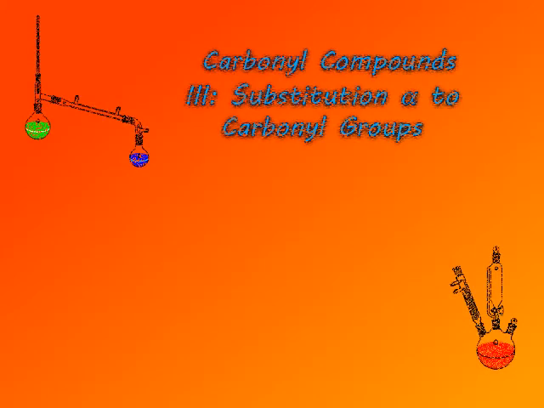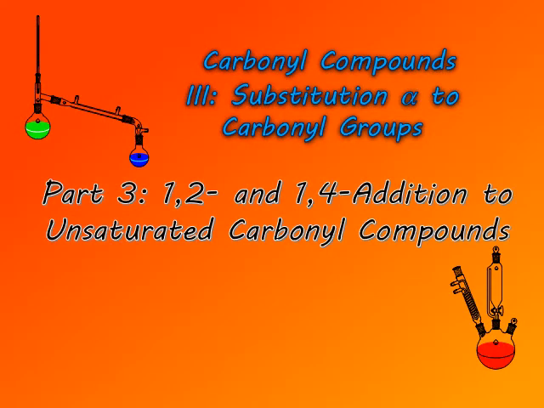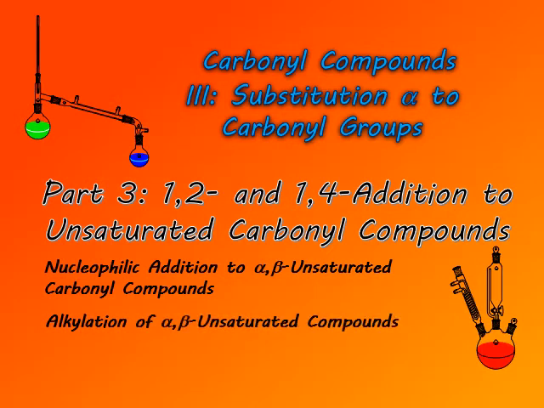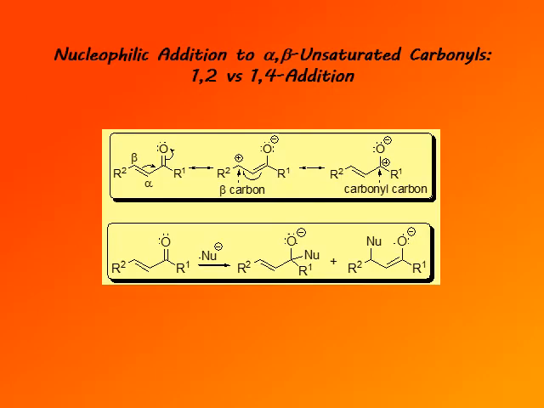This is the third video of our study of substitution alpha to carbonyl compounds. And in it we are going to look at 1,2 and 1,4 additions to unsaturated carbonyl compounds. Specifically, we will be looking at nucleophilic addition to alpha-beta unsaturated carbonyl compounds, alkylation of alpha-beta unsaturated compounds, and finally at Robinson annulation. In the previous chapter, we have learned how to prepare alpha-beta unsaturated aldehydes and ketones in aldol condensation reaction. Now we are going to look at reactions of alpha-beta unsaturated ketones and aldehydes and other carbonyl compounds.